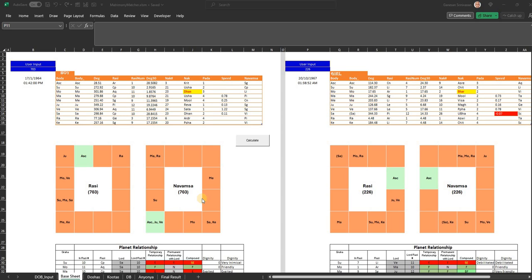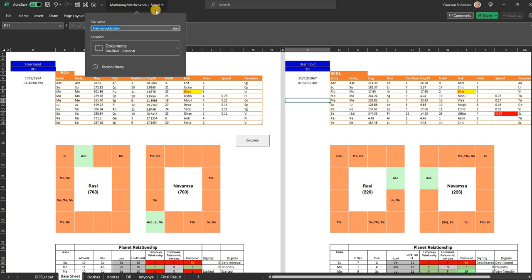So I will be presenting to you the features of this and how I am using it. Some case studies I would show you, and then finally present the Excel tool so that you can download and try how it works for you. So the file, I call this a matrimony matcher.